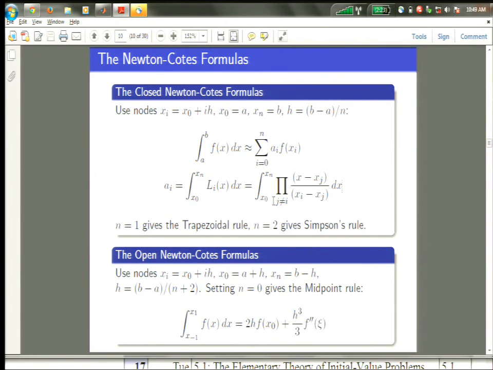And in fact, in a few sections, we'll come to something called Gaussian quadrature, which asks the question, what are the optimal points? And the answer is none of these. But this, at least just for completeness, leads to a whole set of formulas called open Newton-Cotes.